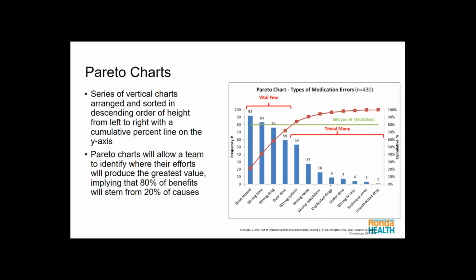So in this Pareto chart, we're looking at types of medication errors. So our types of medication errors are going to be caused by a variety of different things, like our doses are missed, they're administered at the wrong time, it's the wrong drug. And then there's an overdose, the wrong patient. So these are all the different types of medication errors that are happening in your facility. And this over here is the frequency. So how often are they happening?